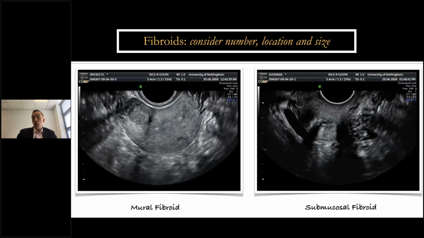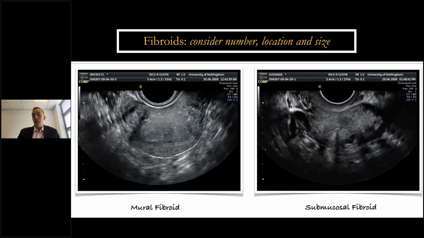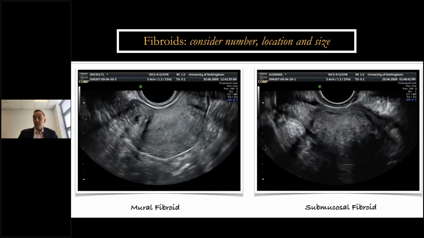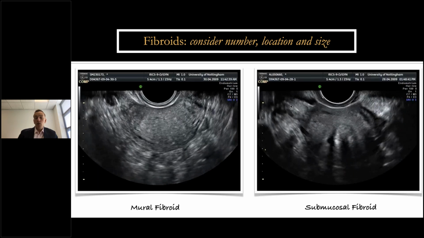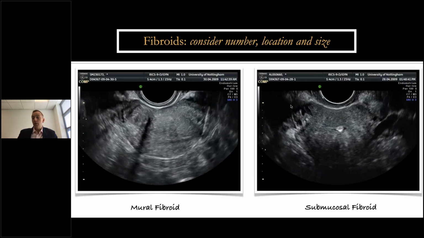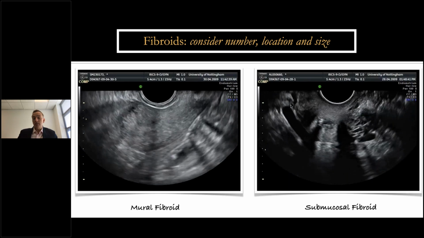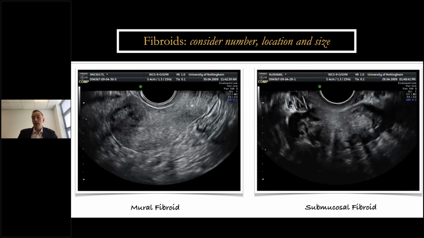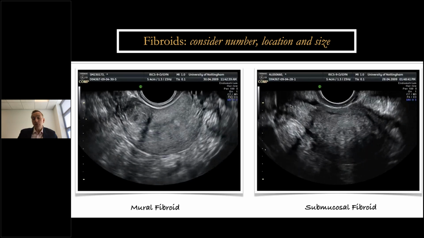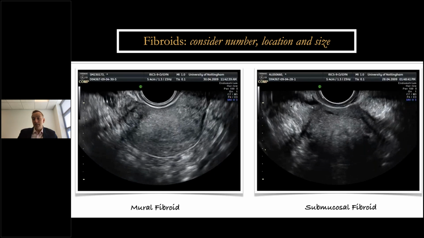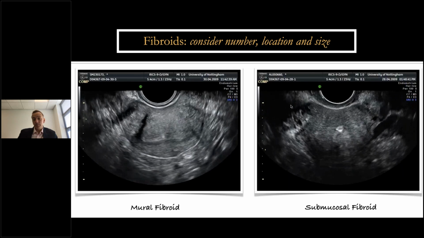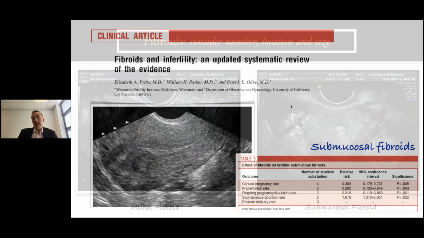So I presume that many of you would say submucosal fibroids, we should be advising these are removed to improve fertility and reduce the risk of miscarriage, whereas the mural fibroids we can often leave unless there's many of them or they're above a certain size. And 2 centimeters is usually the size people talk about, and 4 centimeters again is sort of the upper limit. But is that actually true? Are mural fibroids innocent, and are submucosal fibroids all pathological? Well, the answer is it's still unclear.